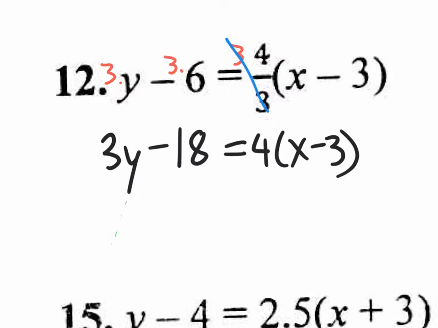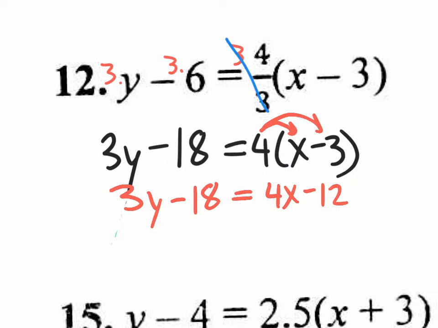Now from this point, you've already gotten rid of the fraction. Now let's get rid of the parenthesis. We're going to get rid of the parenthesis by distributing 4 times x is 4x. 4 times negative 3 is negative 12. Bring down the equal sign. Bring down the 3y minus 18.